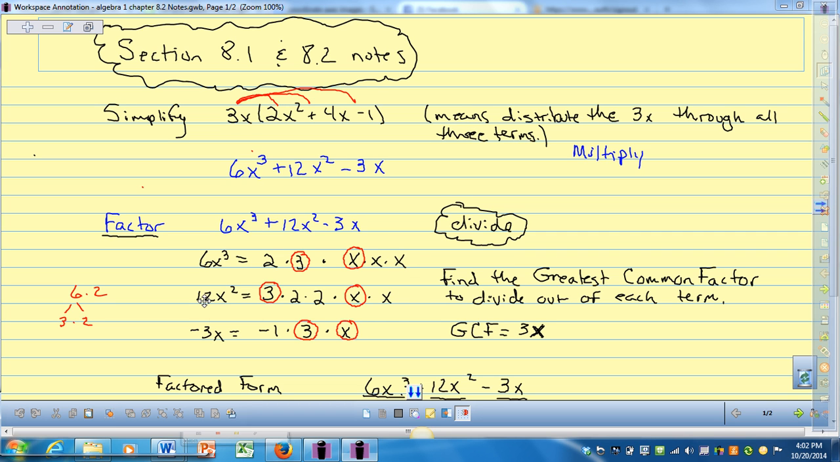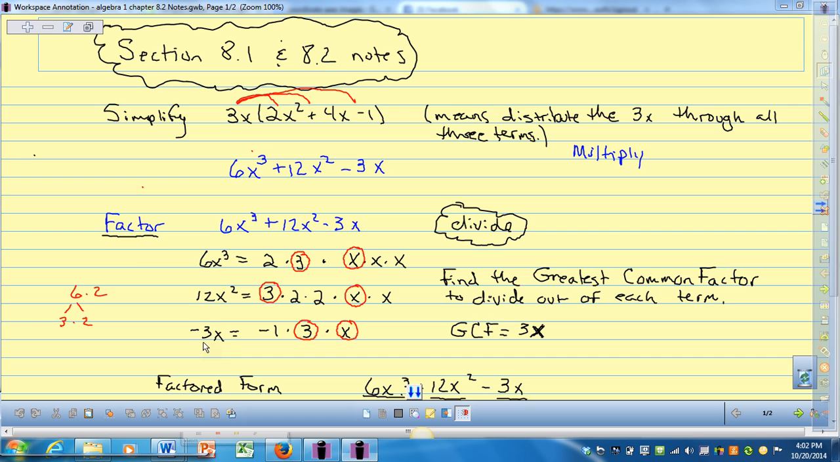12x squared, well, 12 is 3 times 4. 3 is prime. 4 we can factor further to be 2 times 2. And you then would multiply by the x times x. So we're not done factoring until the numbers that are listed in our factors are all prime factors, meaning their only factors are itself and 1.